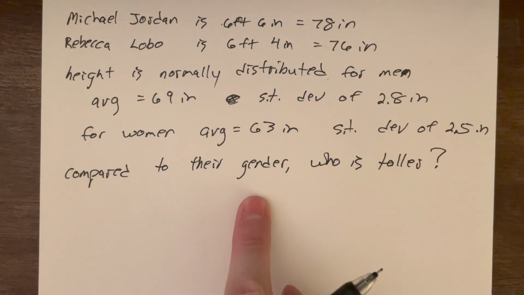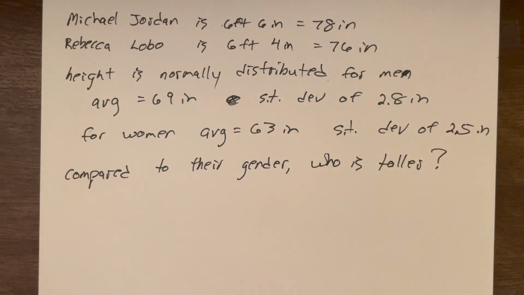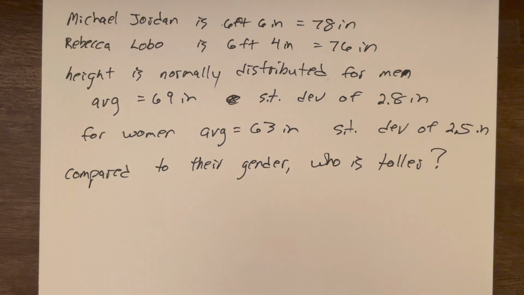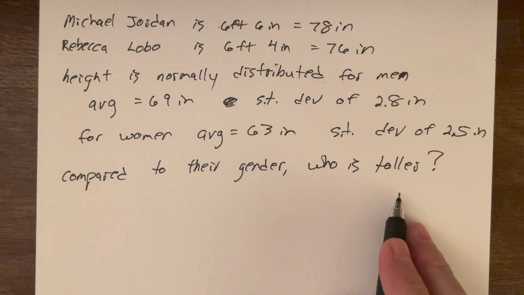This doesn't say use z-score. Maybe it does. Maybe it says find z-scores for Michael Jordan and Rebecca Lobo compared to their gender, and then use this to determine who is taller. They may say something like that, but they don't have to. This is where we need to realize this is what z-scores can be used for.